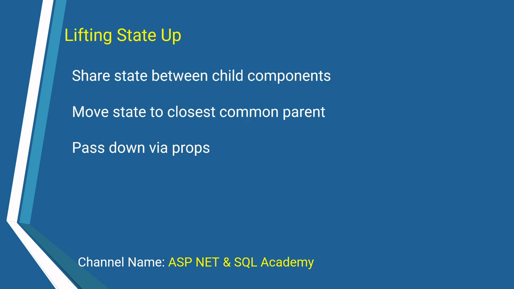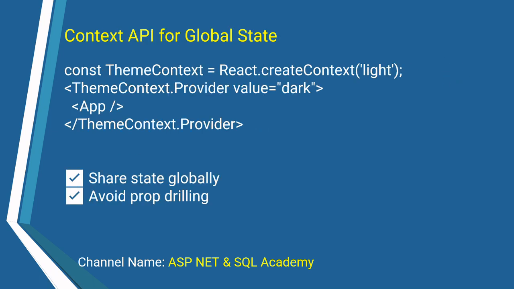Sometimes multiple components need the same data. Instead of duplicating state, lift it to the nearest common parent and pass it down via props. This keeps your data consistent. For larger apps, the Context API provides global state. It allows components at any level to access data without manually passing props through every layer.